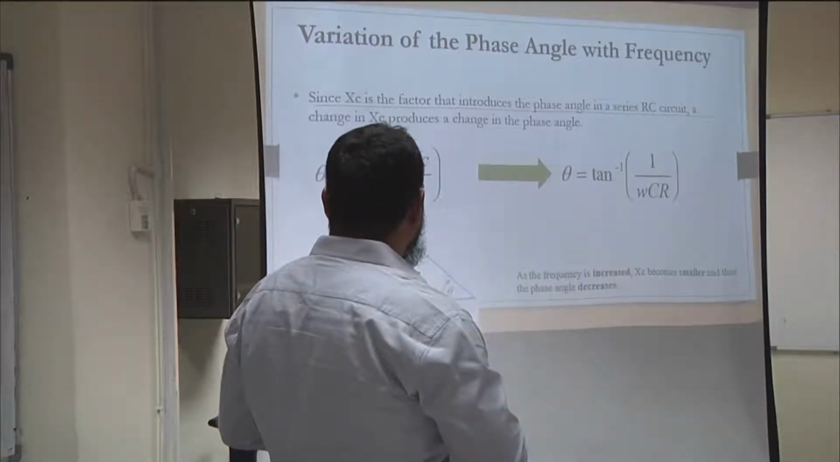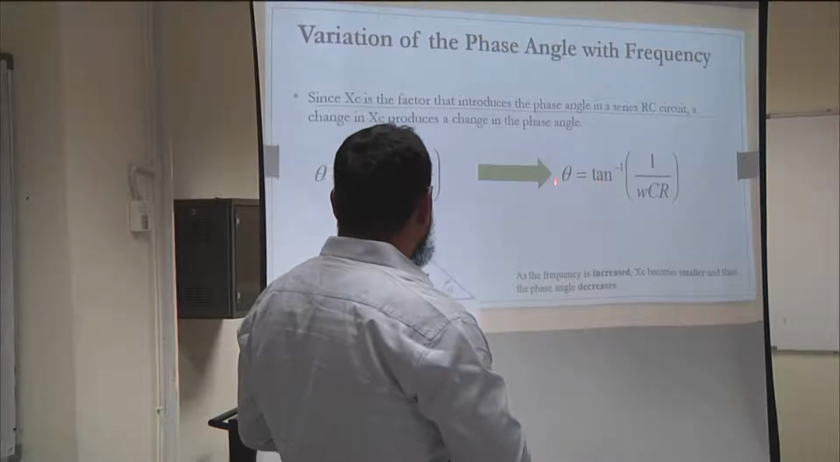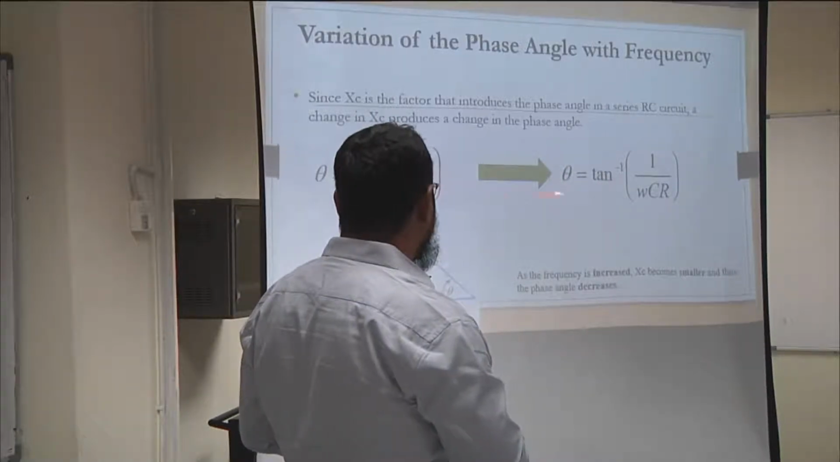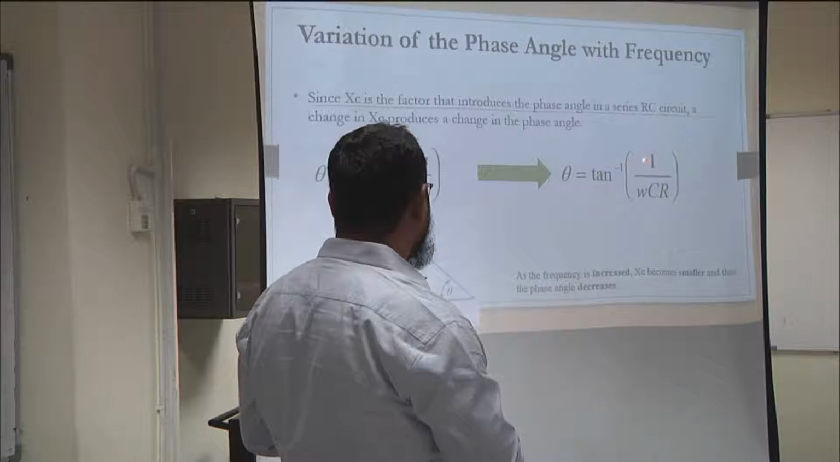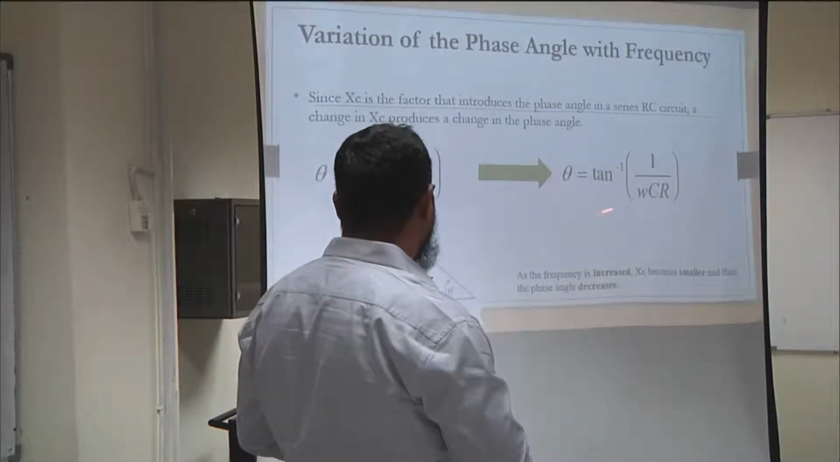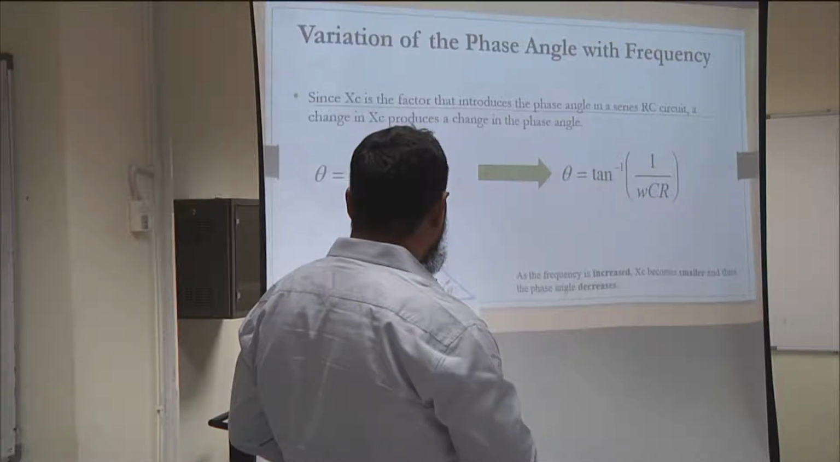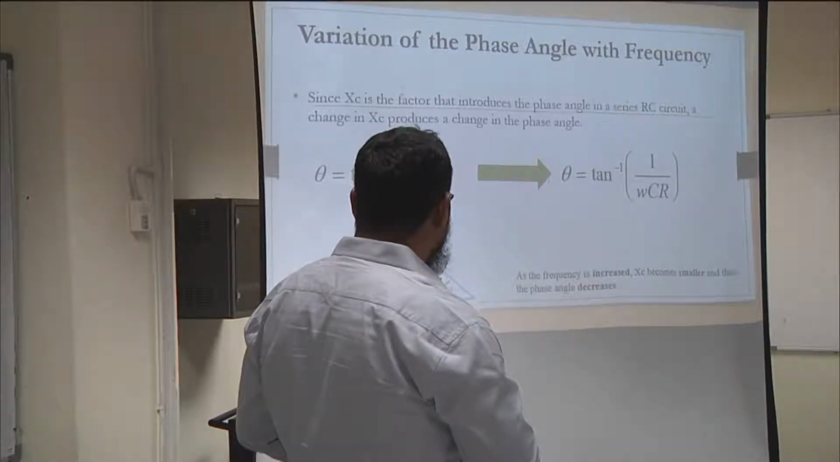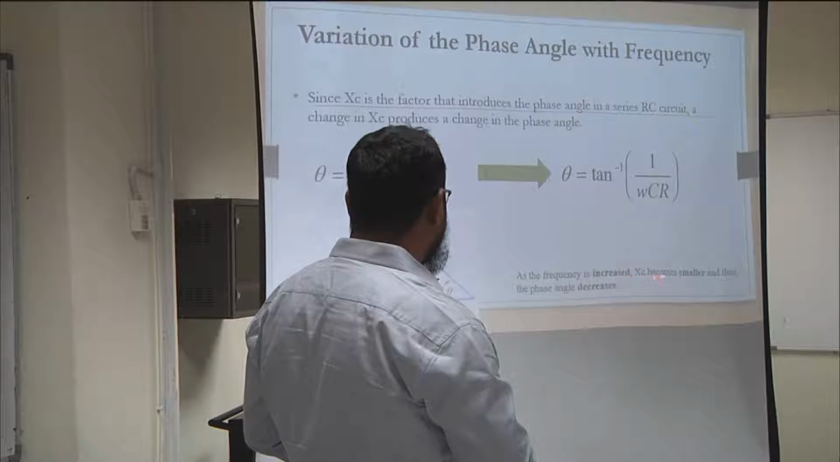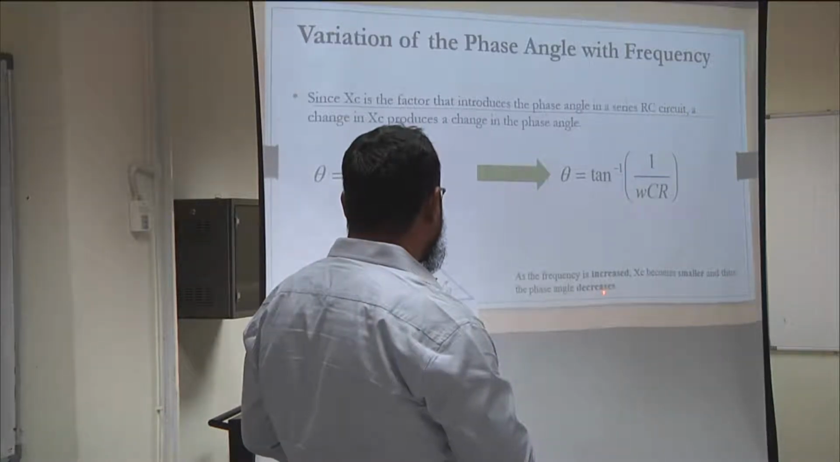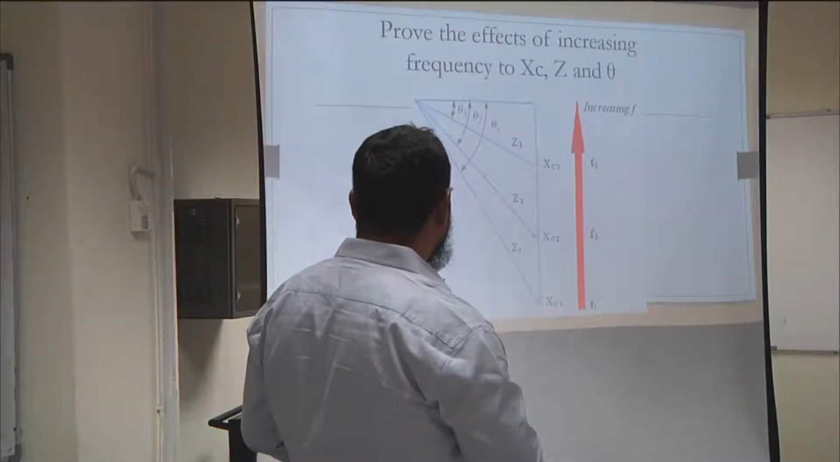Okay, so here's the angle, theta, tan inverse of XC divided by R, which is equal to 1 over omega C R. So omega C R is equal to this one. As the frequency increases, XC becomes smaller and thus the phase angle decreases. We'll see how.